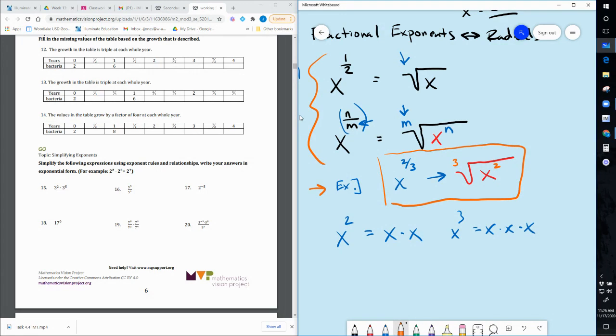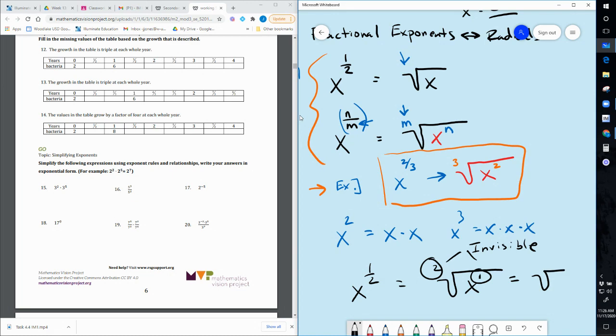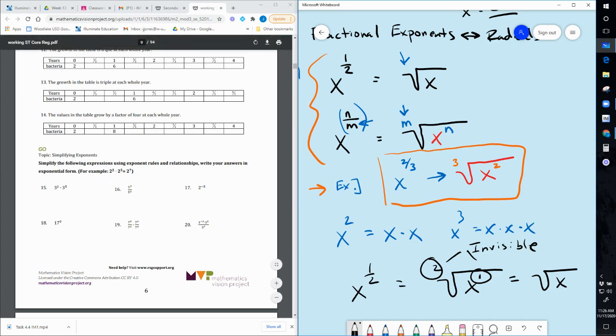Now, just an example really quick of the 1/2. x to the 1/2. How does that convert? Well, you put an x there. The 2 is the root, and the 1 goes there. But x to the first power is just x, and the square root is invisible. So these are my two invisibles. If you don't have any number there, then you know that you have a 2 on your root, and you know that your exponent is 1 where your base is. So just to help out a little bit with that.